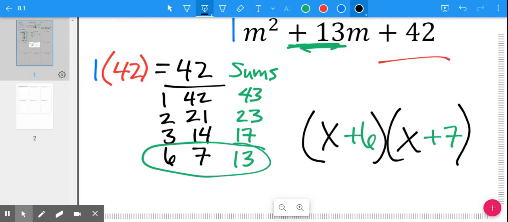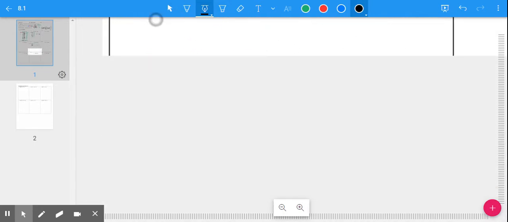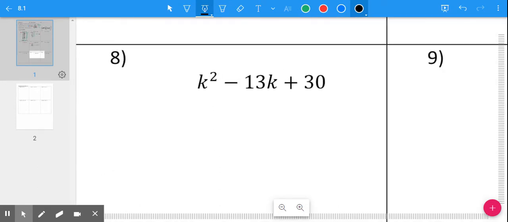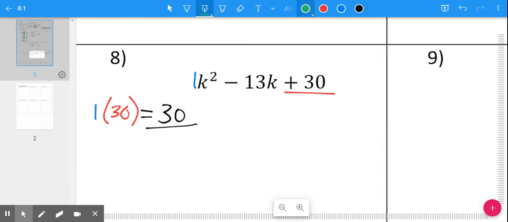And the last one we're going to do is number 8. So for this one, your a value is the implied 1. Your c value is a positive 30. 1 times 30 is 30. Now, our b value on this one is a negative 13.